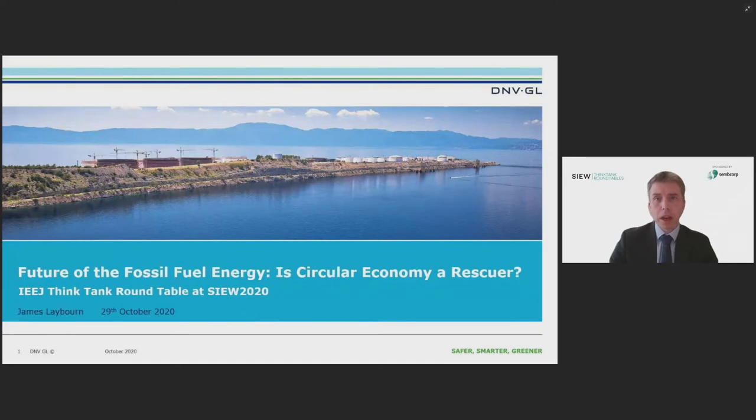So this morning, I'd like to very briefly touch upon the role of the circular economy in the future of the oil and gas industry. And in doing so, I think I'll touch upon a few of the 4 R's that we're talking about. Next slide, please.